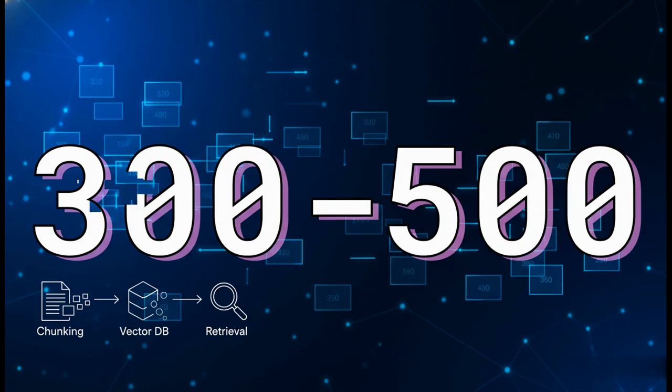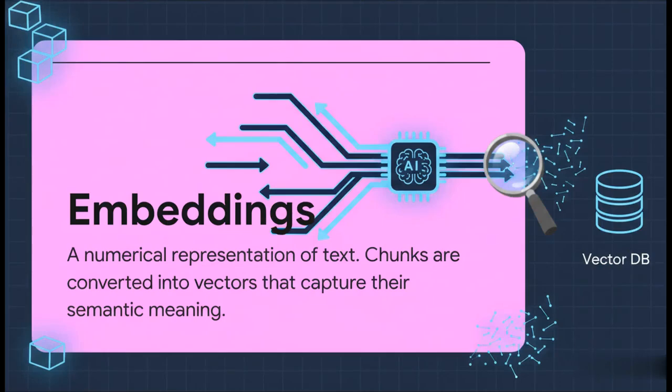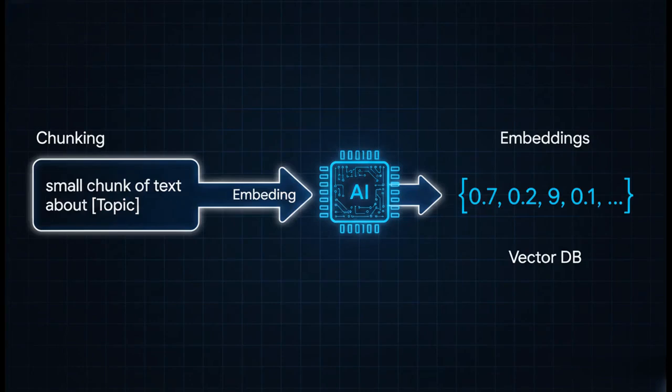That just helps make sure you don't accidentally chop a key sentence or a critical idea right in half. Okay, so we've got our neat little chunks of text. Now we need to translate them into a language that machines can actually understand. And this process is called creating embeddings. An embedding model basically turns each chunk of text into a long list of numbers, what we call a vector.